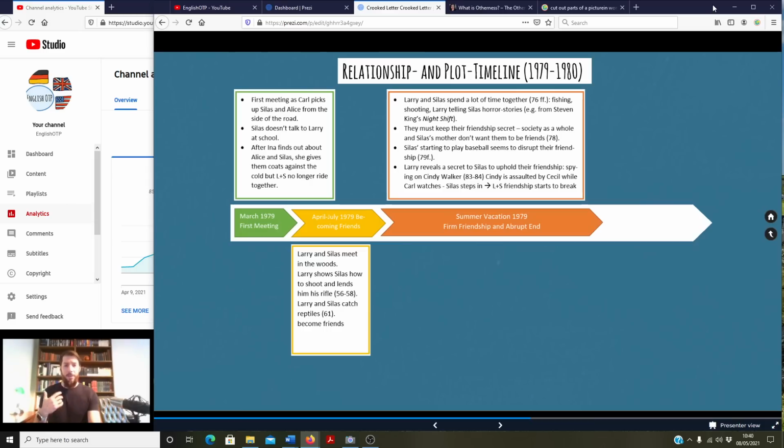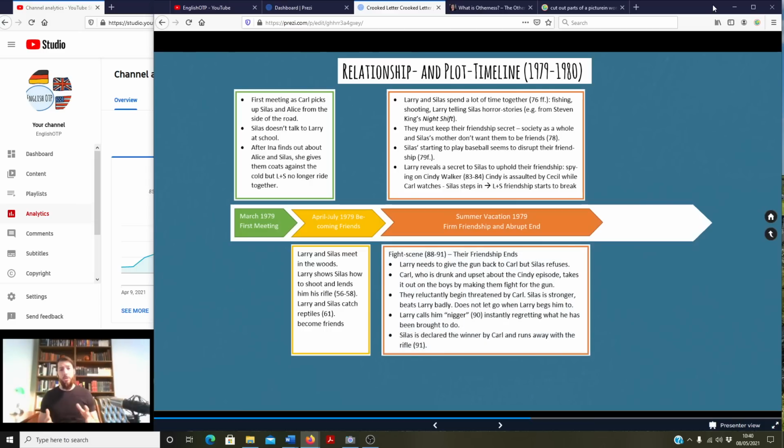And well, the final nail in the coffin of their friendship obviously is the fight scene, which you can find on page 88 to page 91. Maybe reread that one, I think that one's really important. So the thing is, Carl has found out that Larry doesn't have one of the guns anymore, so Larry needs to give back the gun to Carl, but Silas refuses to give it back to him.